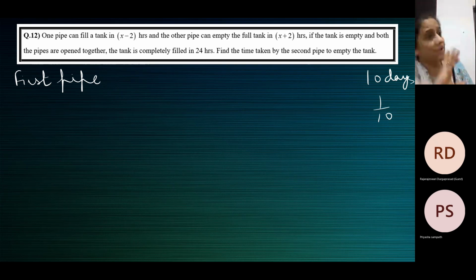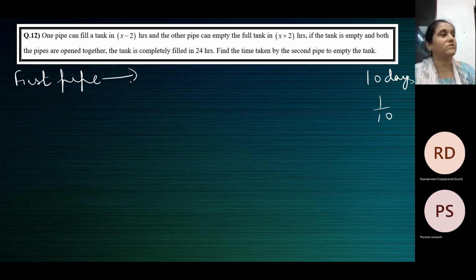No. Now see, imagine the tank is empty. Only the first pipe is left open. The emptying pipe is closed. Only the filling pipe, the first pipe, is open. In that case, the first pipe fills the tank in X minus 2 hours. That means in 1 hour, it would have filled 1/(X minus 2) of the tank.